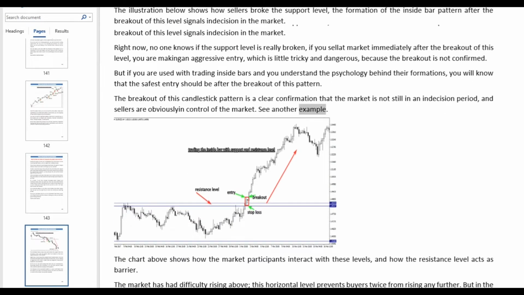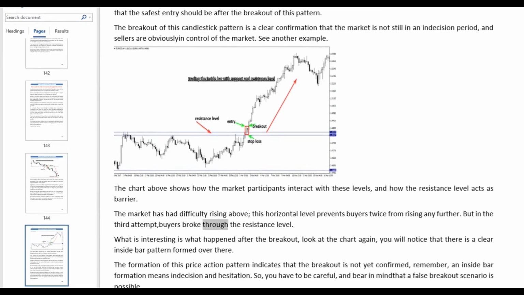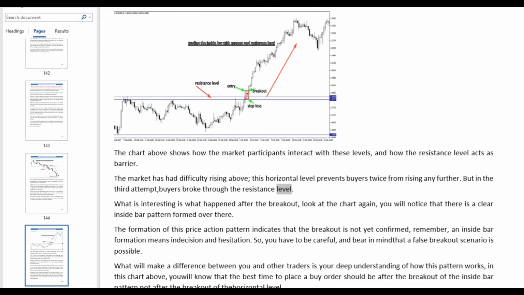See another example. The chart above shows how the market participants interact with these levels, and how the resistance level acts as a barrier. The market has had difficulty rising above this horizontal level, which prevented buyers twice from rising any further. But in the third attempt, buyers broke through the resistance level. What is interesting is what happened after the breakout.